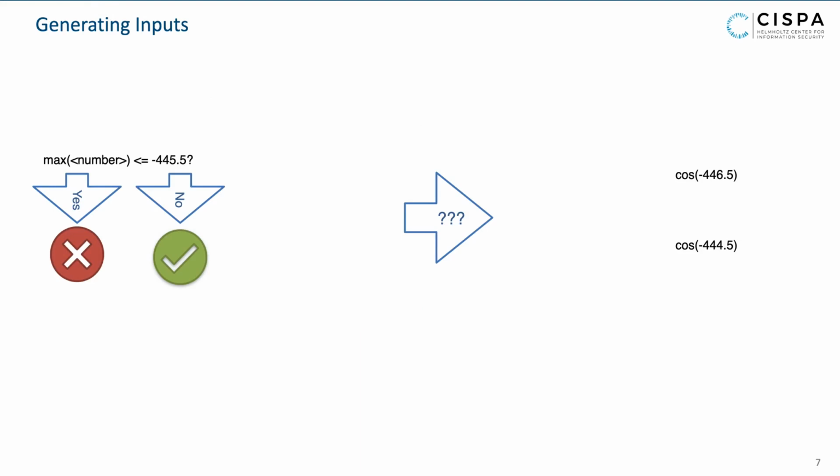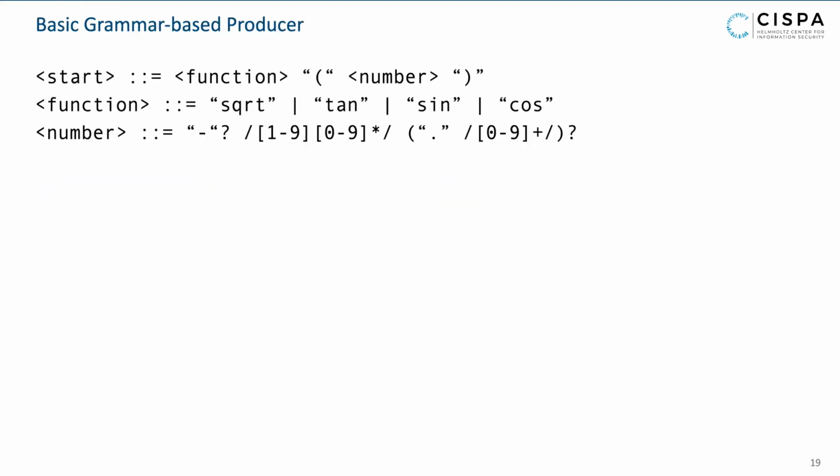The next building block for Alhazen is how to generate new inputs which exercise the path in the decision tree. The basic algorithm to generate from a grammar is quite simple. You start at the start symbol and traverse the symbols on the right-hand side of the production rule from left to right. In this case, this means we start with the function symbol.